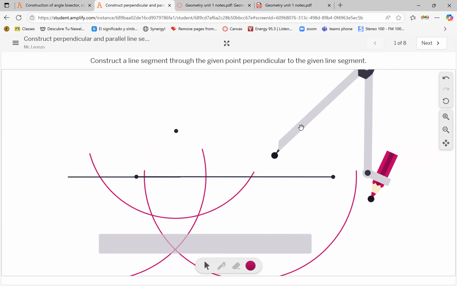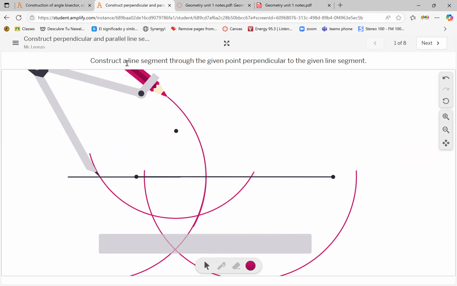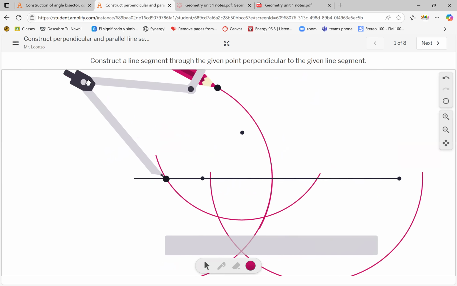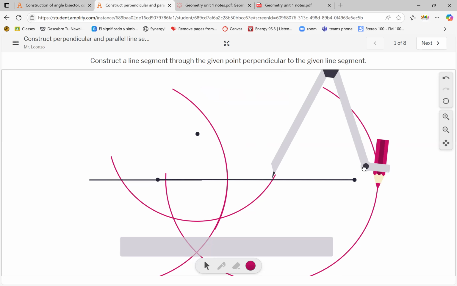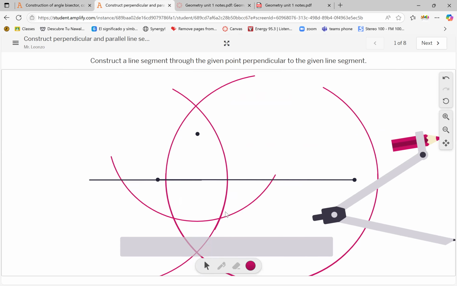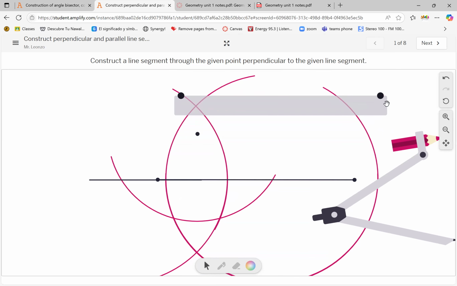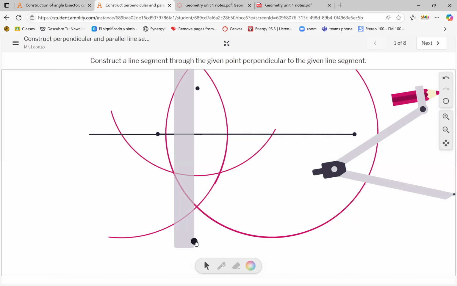Now, as a matter of fact, I could have gone like this, right? I could have gone there. Let me move my arcs. Now, you guys see the two intersections of the arcs that I made. You guys see my two intersections? So I'm going to grab a ruler, and I'm going to connect the two intersections.